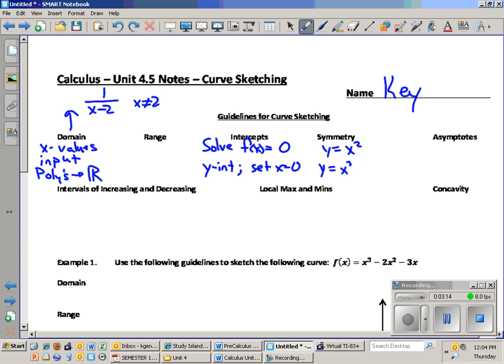Asymptotes. Now, asymptotes happen at interesting places. First of all, asymptotes are going to occur where the function is undefined. For example, here, 1 over x minus 2, you have a vertical asymptote that will run at positive 2.